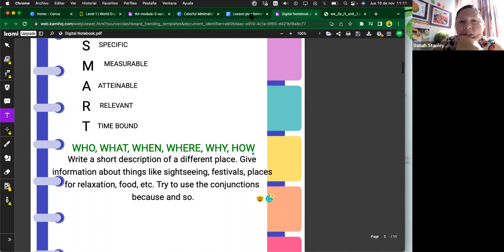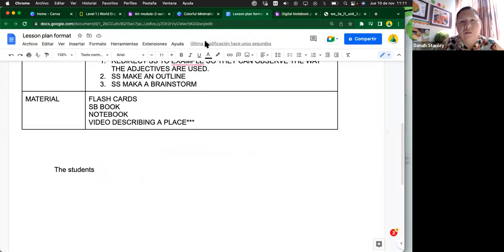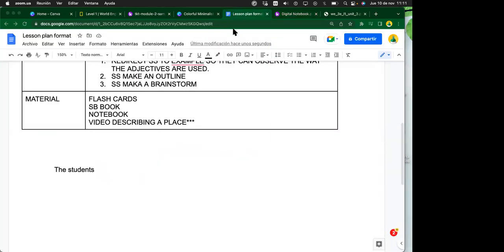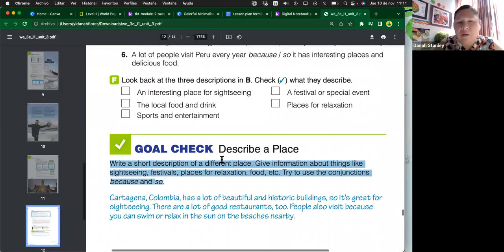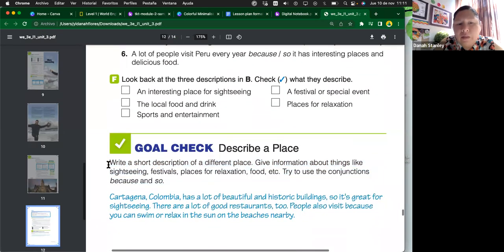I suggest the writing, the piece of writing itself, because it's a piece of writing since we are in writing. And it says, write a short description. Okay, so we also have to evaluate the key points. What they are going to do: write a short description.